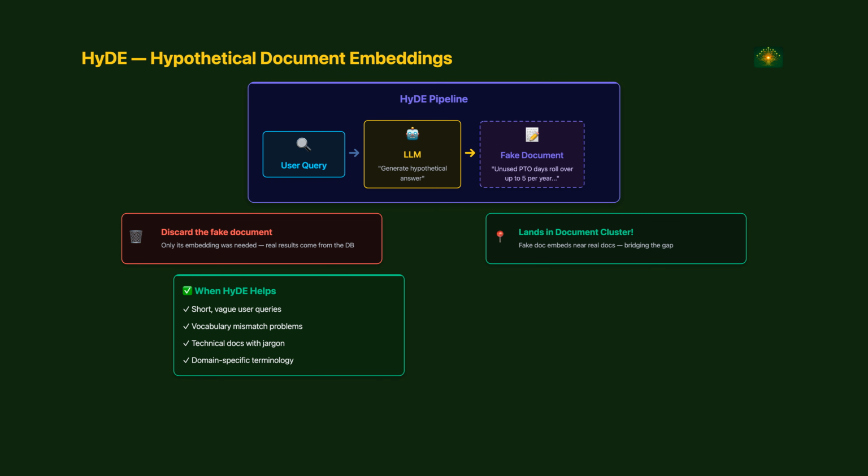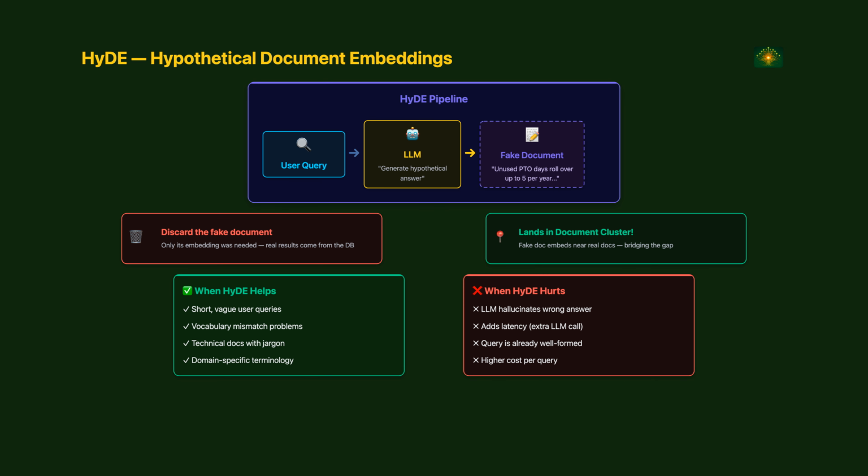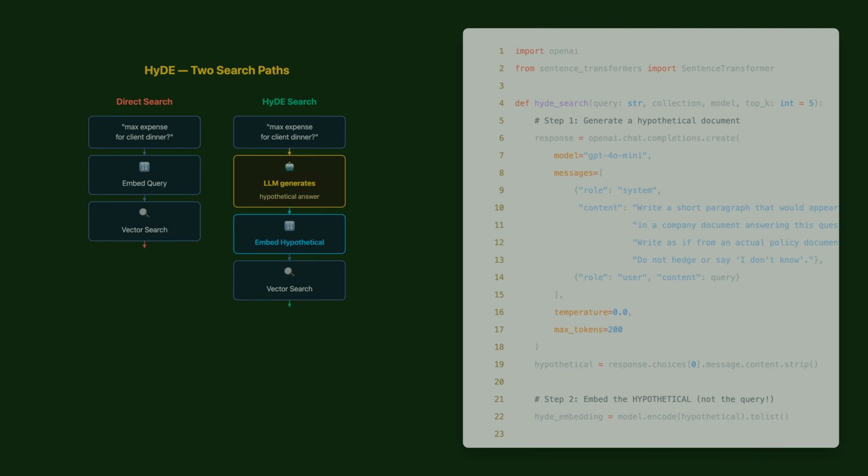HyDE shines on vague queries where the user doesn't know the right terminology. But it can backfire. If the LLM hallucinates specific details in the hypothetical, say 16 weeks of parental leave when the real policy says 12, the embedding is now biased toward the wrong number. HyDE is the most variable technique in this video. Test it on your data before committing.